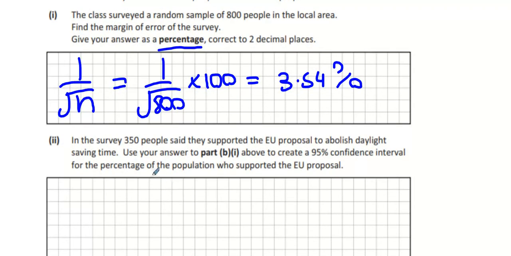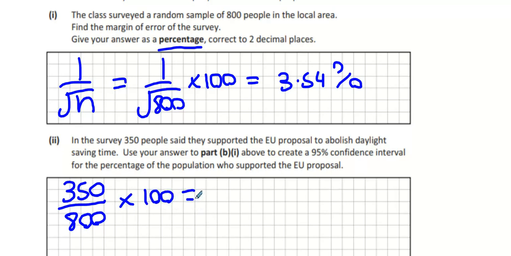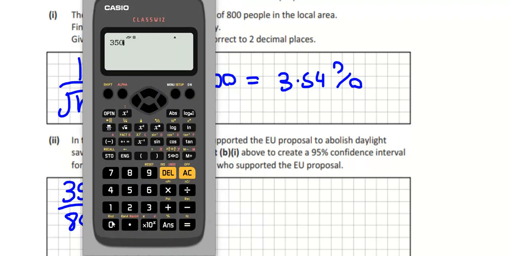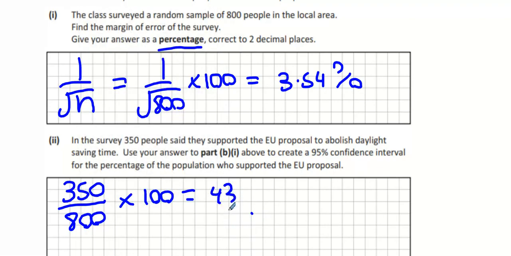350 people said they want to abolish it. So that's 350 out of how many? 800. And we're going to multiply that by 100 to put it as a percentage. So let's do that then. 350 divided by 800, multiplied by 100, and lo and behold, it's 43.75. Okay.